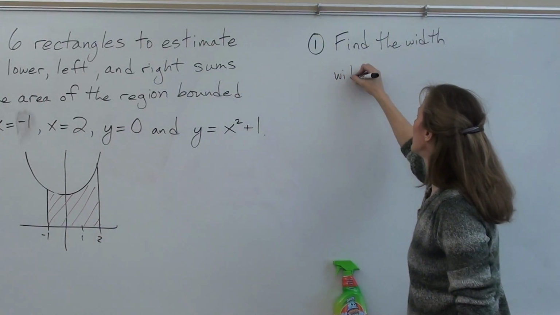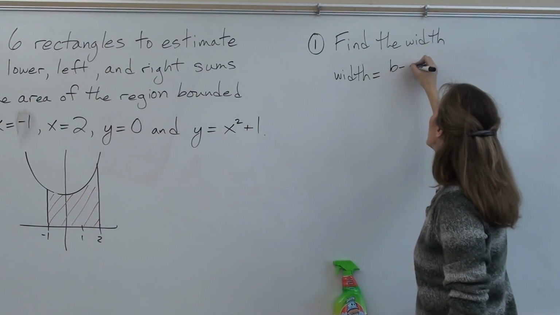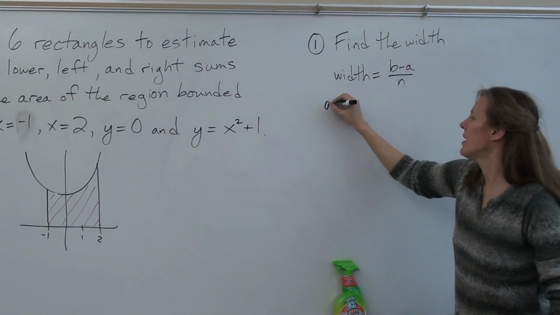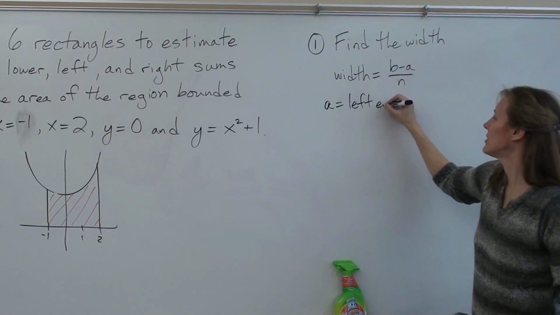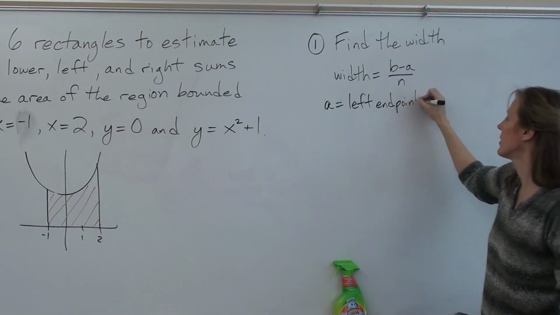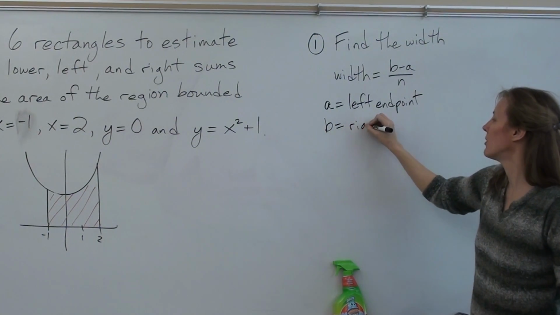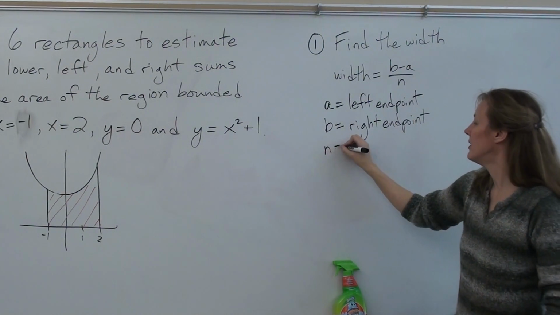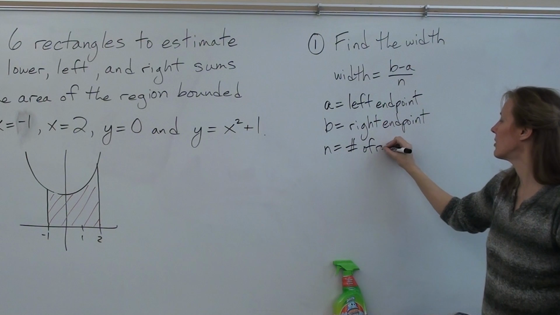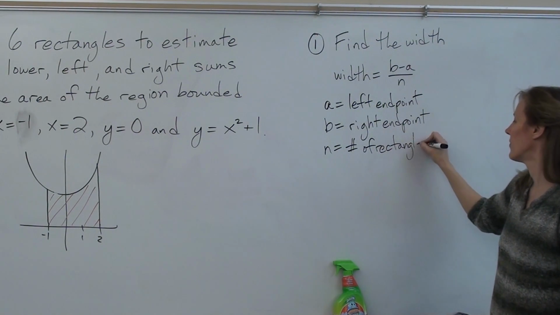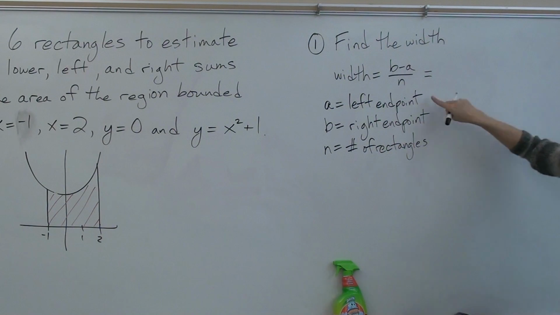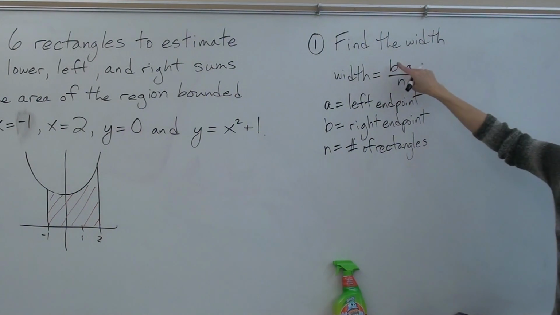There is a formula for width, and you're going to have to know it, especially for tomorrow. It's b minus a over n. A is your left bound or your left endpoint. B is your right bound or your right endpoint. And n is the number of rectangles you're splitting your region into. So for our problem, you do right minus left over n.